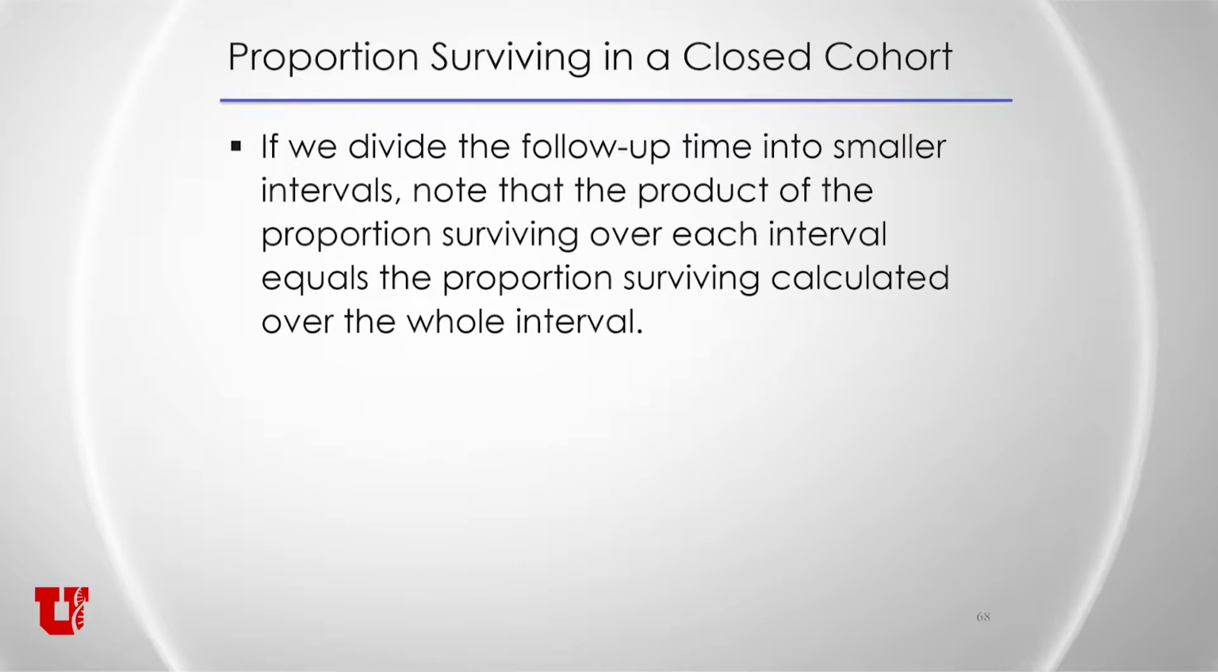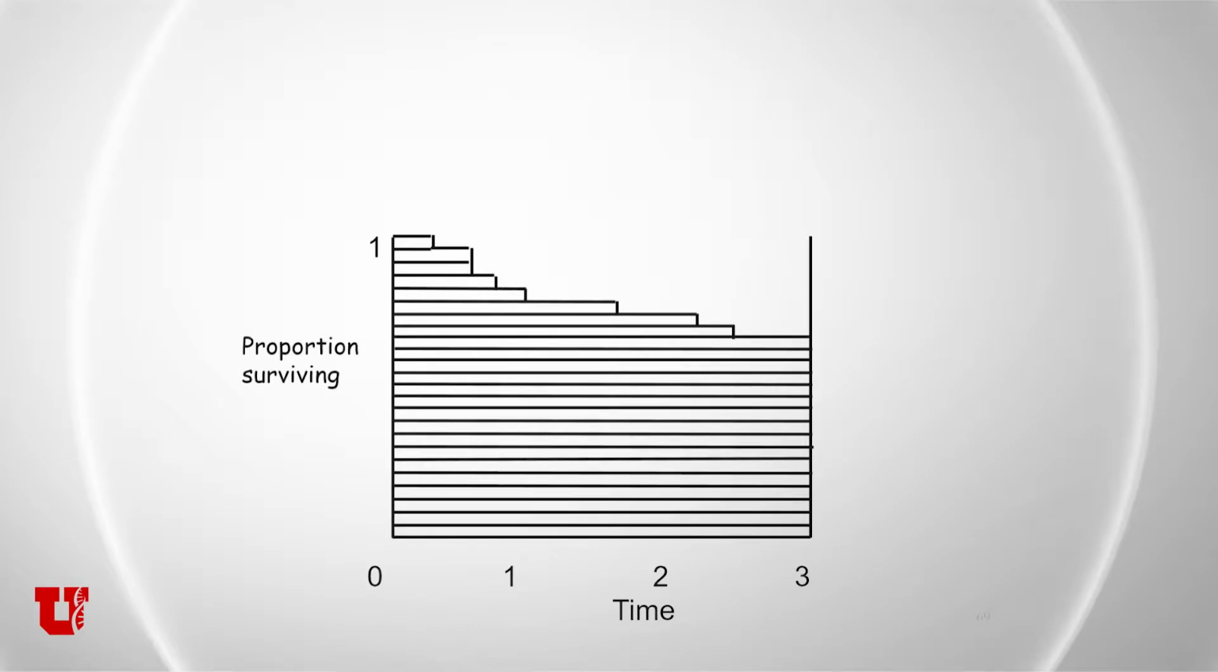Now getting just a tiny bit of math, if we divide the follow-up time into small intervals, it turns out that the product of the proportion surviving over each interval equals the proportion surviving calculated over the whole interval. So I'm going to arbitrarily draw 3 intervals here, time 1, time 2, and time 3.